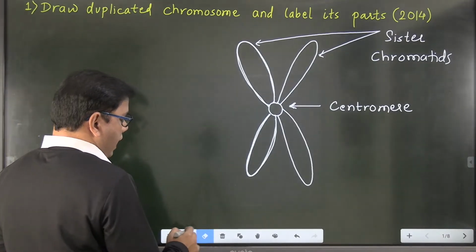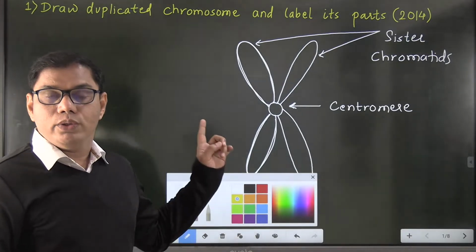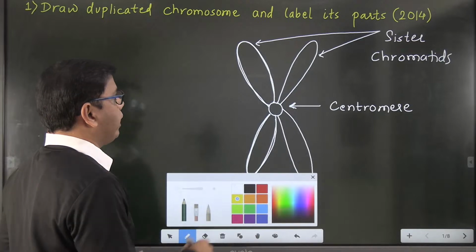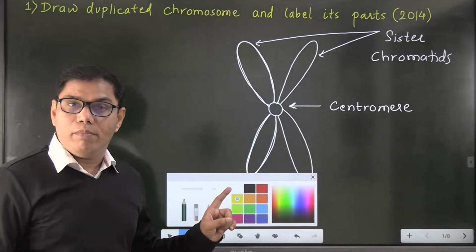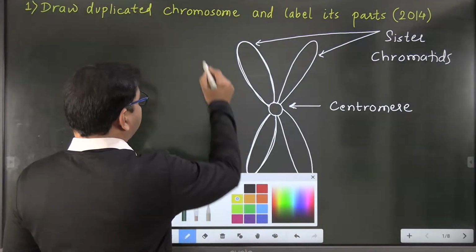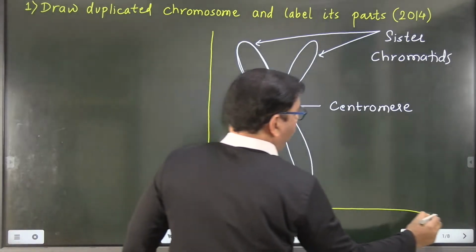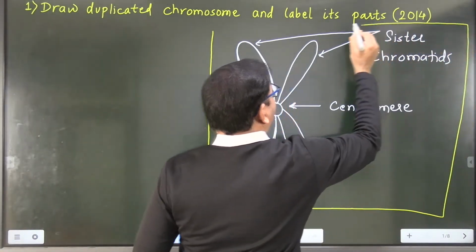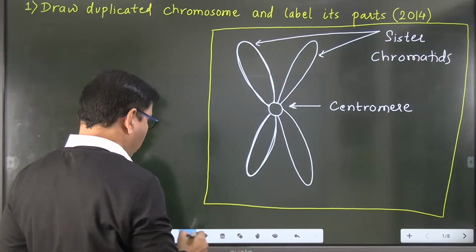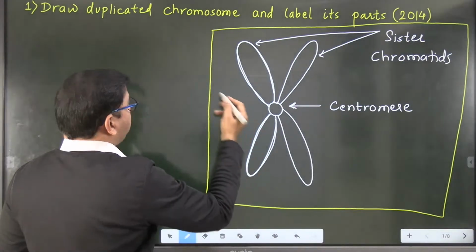Whenever you draw a diagram in your examination, please make sure that you draw your diagram with the help of pencil and don't use pen for drawing a diagram, right? And labeling should also be done with the pencil. And what you can do is you can draw a box around the diagram. Whenever you draw a diagram in the examination, please don't forget to draw this box. And now you can use your pen to label this diagram.